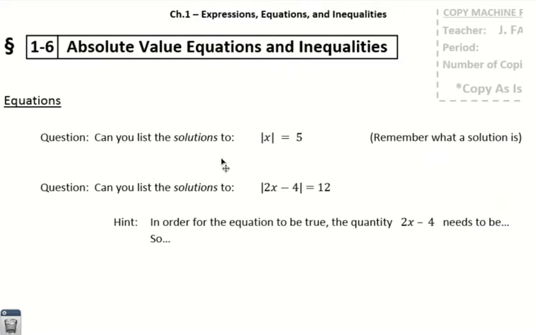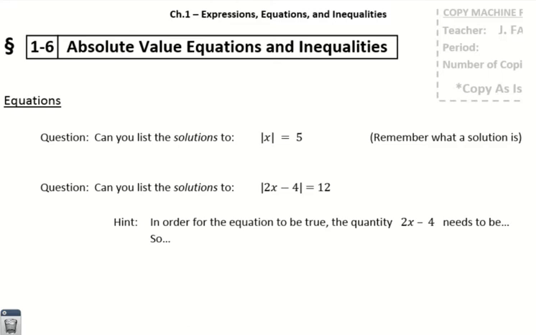Hey everybody, this video is obviously for section 1.6 and we're going to review from Algebra 1 how we deal with absolute value equations and absolute value inequalities. So we're going to talk about the solutions to an equation that involves absolute value or an inequality that involves absolute value, and see what kind of dynamics the whole absolute value involvement means.